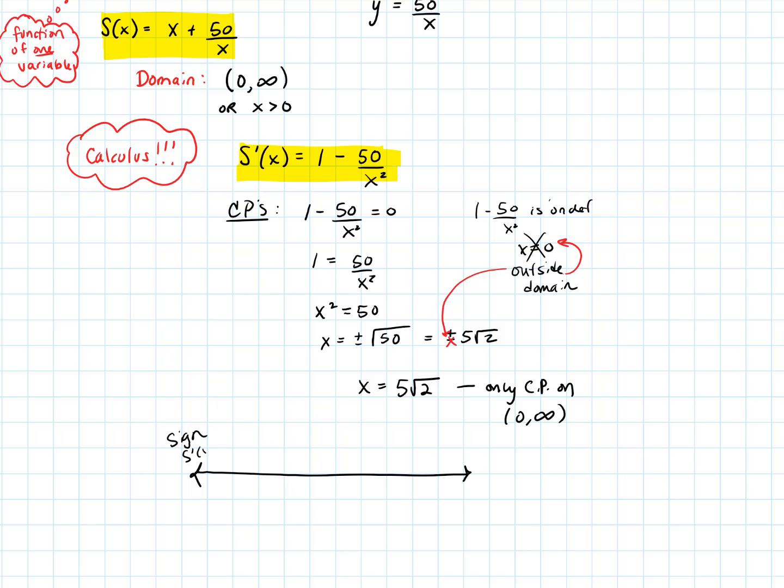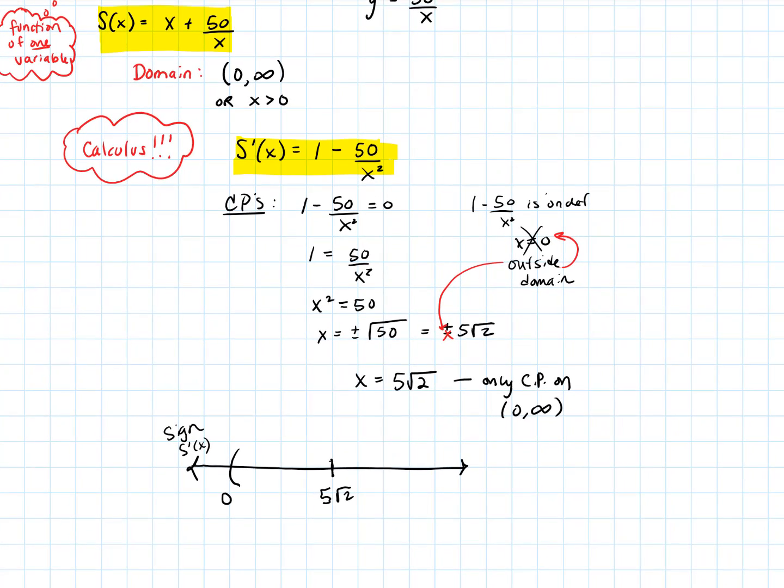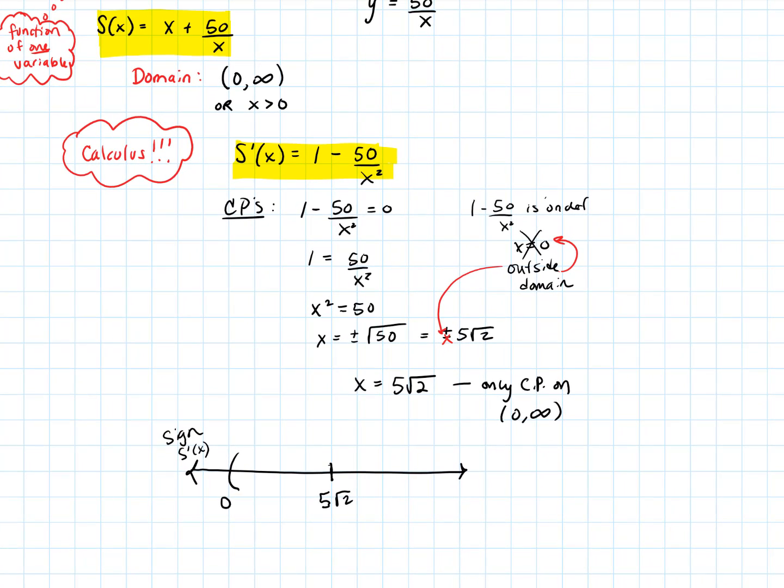So sign of s prime of x. And again, we only have one, and we're going from 0 to infinity. So we've got positive 5 root 2. Check the sign. And you do have to justify, right? Even if you only have one, you can't just make the assumption that it's going to be a minimum. You have to justify. So let's take something to the left of 5 root 2, like 1. If I plug in 1 into this derivative, 1 minus 50 is clearly negative, so it's decreasing. Then plug in something like 10. 50 over 100 would be 1/2, so 1 minus 1/2 would be positive, so it must be increasing.